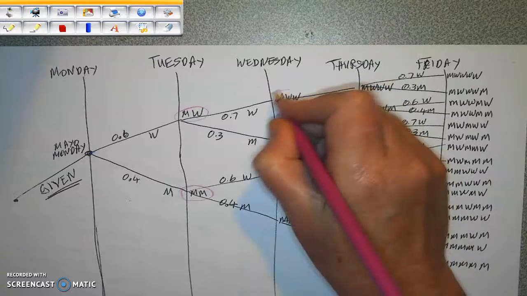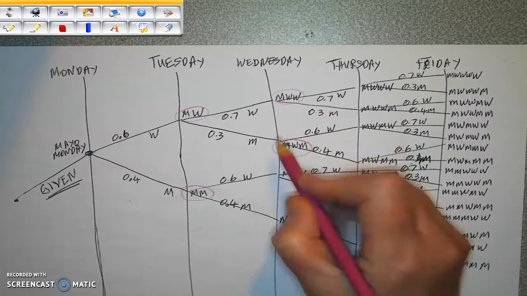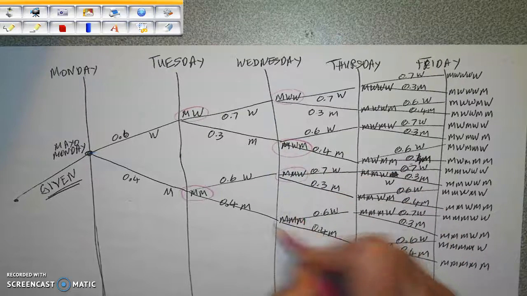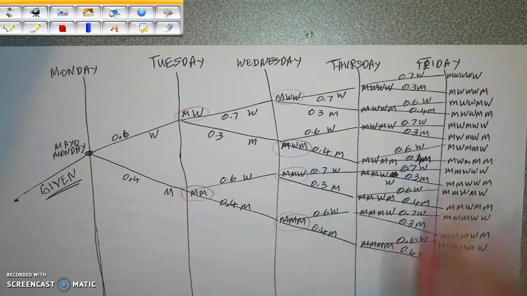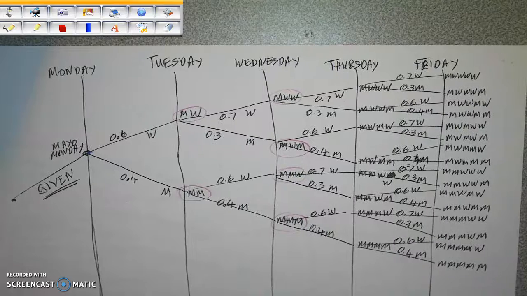So then you get this is Mayo followed by wedge followed by wedge. This is Mayo, wedge, Mayo. This is Mayo, Mayo, wedge. And this is Mayo, Mayo, Mayo. And it basically follows that same thing all the way across to Friday. Now, when you get to Friday, there's loads of M's and W's. I hope you can read my writing.